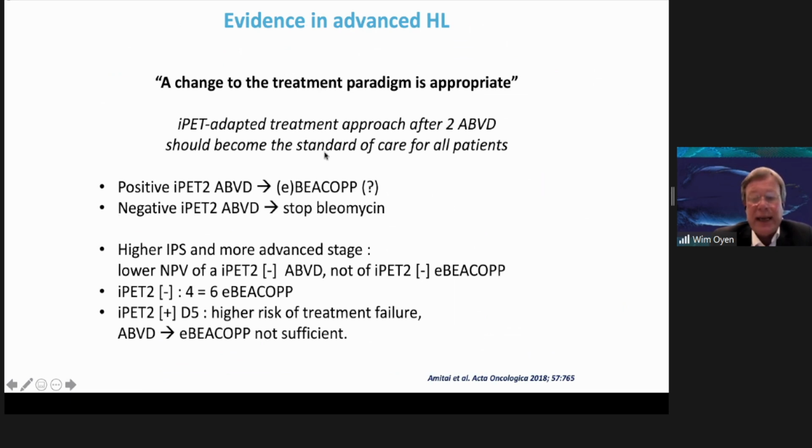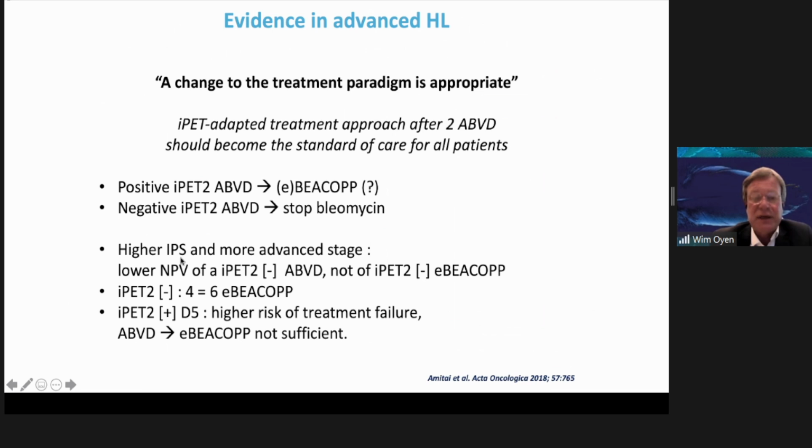Subsequently, there was an opinion paper written that said a change to the treatment paradigm is appropriate. An interim PET-adapted treatment approach after 2 cycles of ABVD should become the standard of care for all patients. That implies that a positive PET after 2 cycles of ABVD requires a discussion whether the patient should be treated with BCOP or escalated BCOP. A negative interim PET in patients treated with ABVD considered the stop of bleomycin.